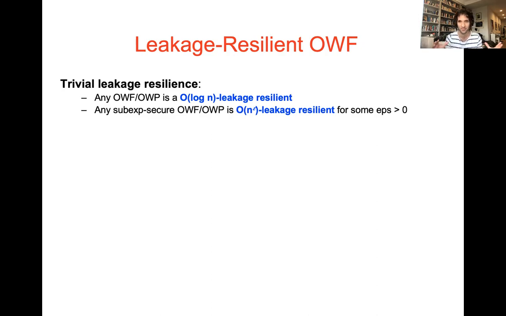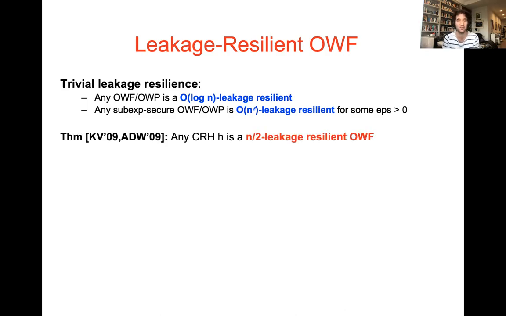Now, can we go beyond these type of trivial leakage resilience? And indeed, there's a huge body of literature on leakage resilient cryptography. And in particular, for the case of leakage resilient one-way functions, the following very beautiful result was shown by Katz and Vaikuntanathan and Alwen, Dodis, Wichs in 2009. It's the fact that any sufficiently compressing collision resistant hash function turns out to be very, very leakage resilient, even up to n over 2 bits of leakage.